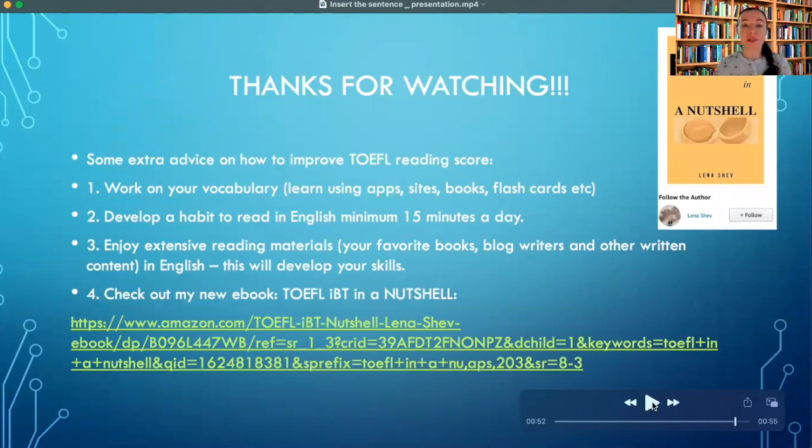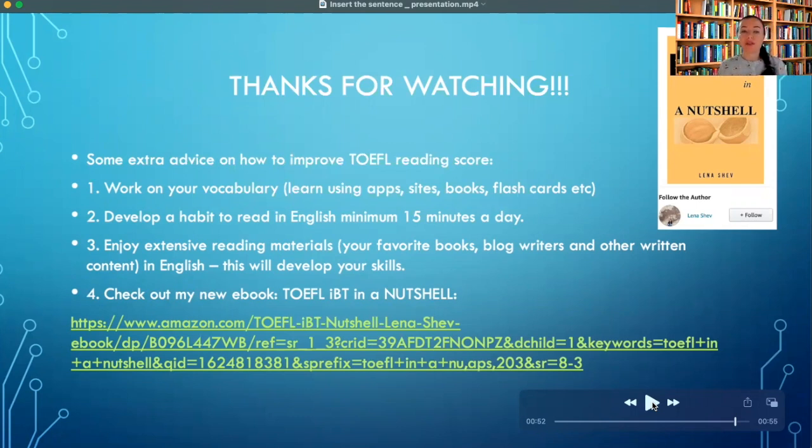First thing, please work on your vocabulary. There are many ways out there to practice vocabulary and to learn new words nowadays. You can learn using apps, different sites. You can learn using books, using flashcards, and other resources. Those are plenty. Second piece of advice, develop a habit to read in English minimum 15 minutes a day. This small change will dramatically transform your English skills, your level of vocabulary, and you will improve your reading skills. You will read faster, you will read more attentively, you will recognize words faster.